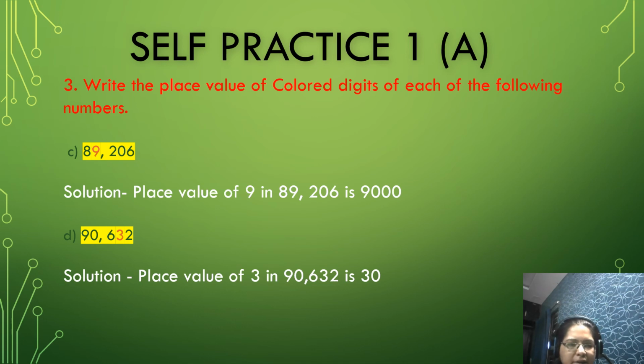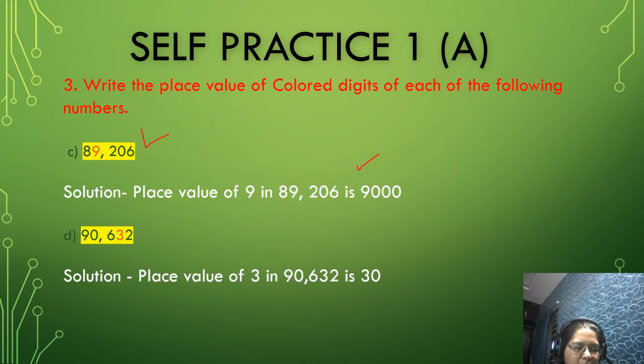The number given is 89,206. We will read it as 89,206, and the place value of 9, this colored digit. 9 is in which place? 1000 place, and the place value of 9 will be 9 multiplied with 1000, that is 9000. So the place value of 9 in 89,206 will be 9000.